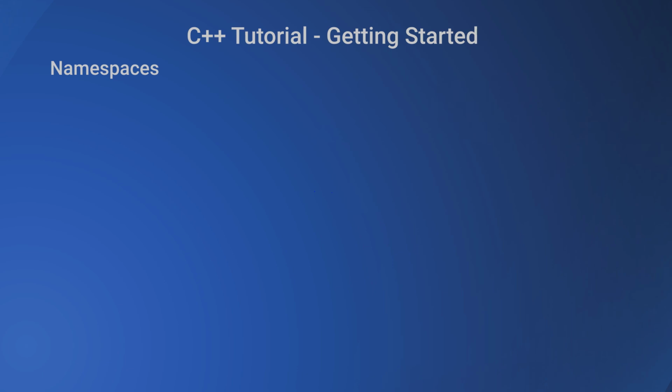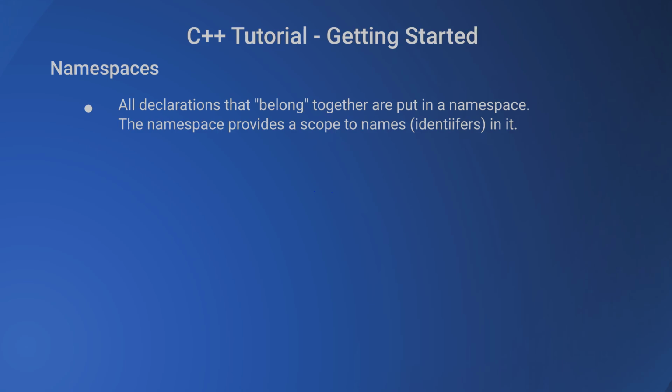Also, we use libraries, the standard library, and third-party libraries. So it is necessary to have a mechanism so that global names in libraries and software components do not clash. Namespaces provide that functionality. All declarations that belong together are put in a namespace, and when we use a name like a class name or a function name, we qualify that name with a namespace. For example, std::cout. Std namespace is most commonly used.